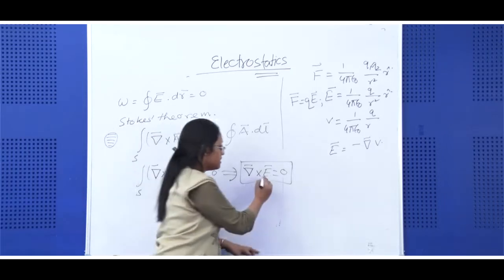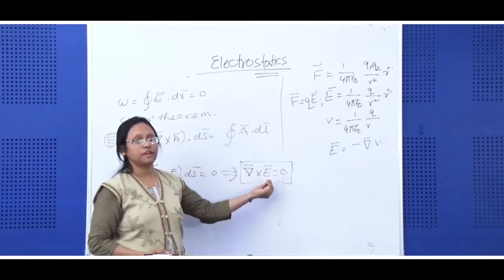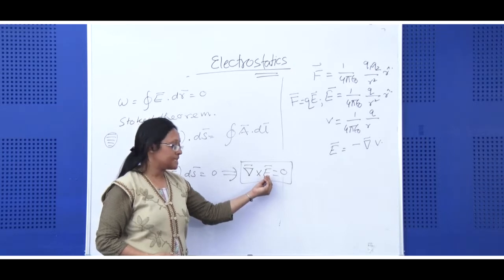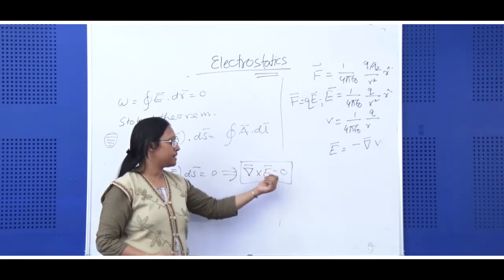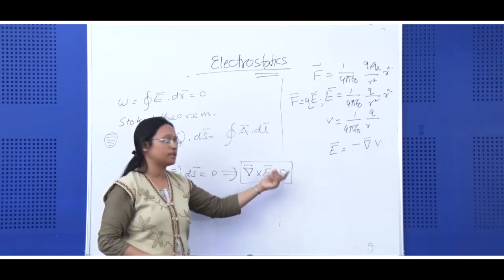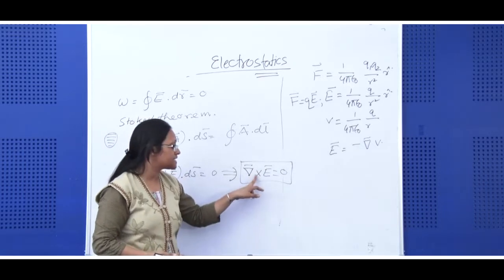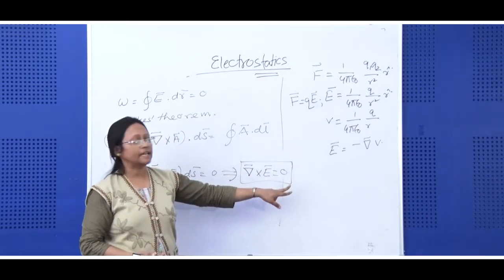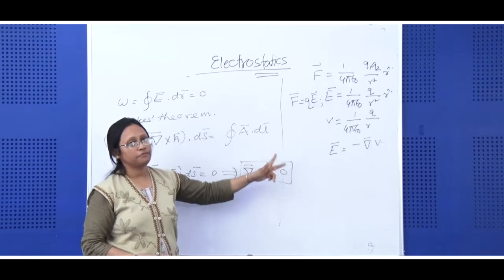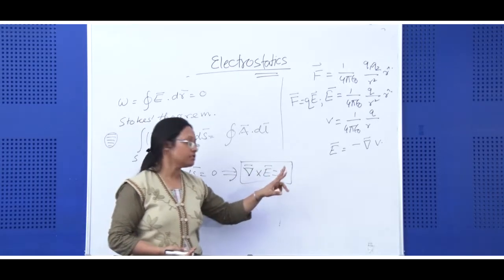That means for any conservative force field, the curl of the vector is always 0. So if an electric field is given, whether it is a conservative force or not, we can check by taking its curl. If that is equal to 0, we will say that the force is conservative. If it is not equal to 0, we will say that it is not conservative.